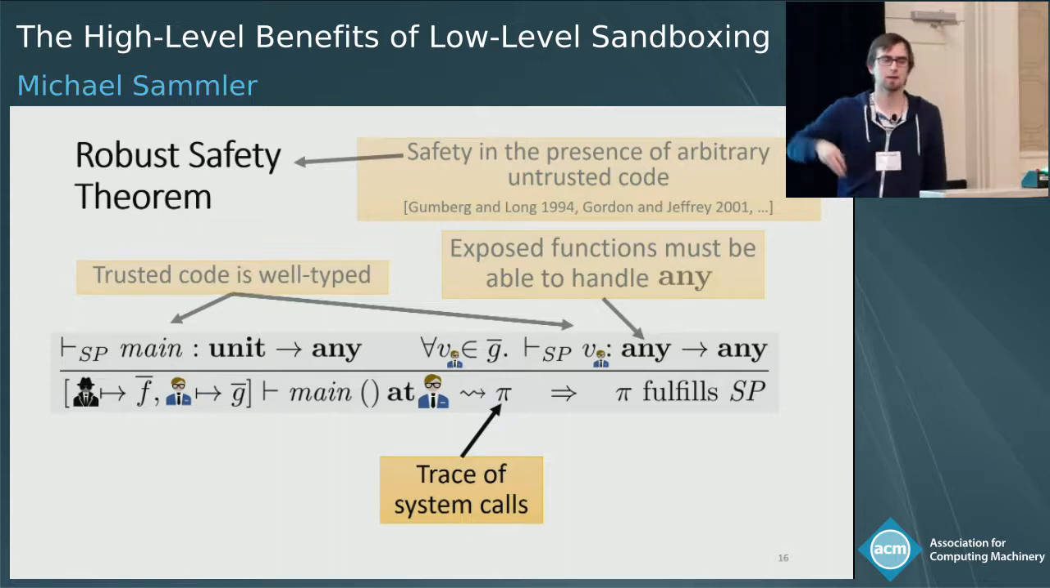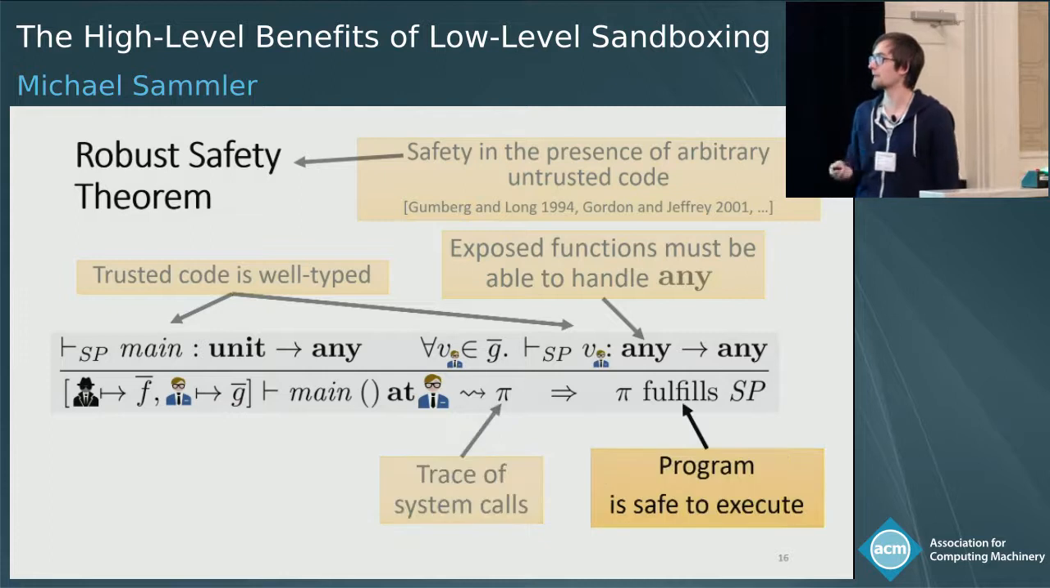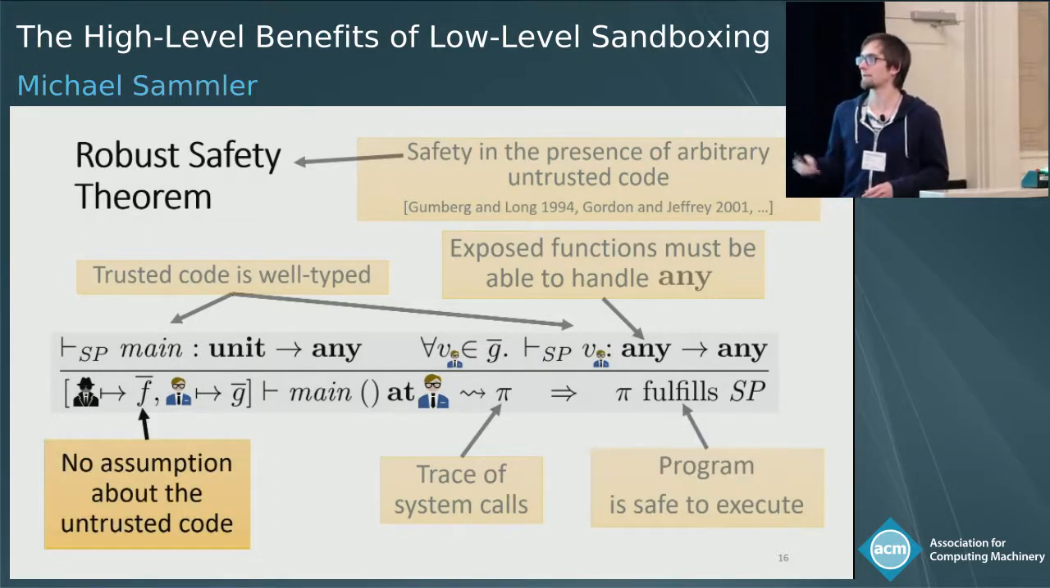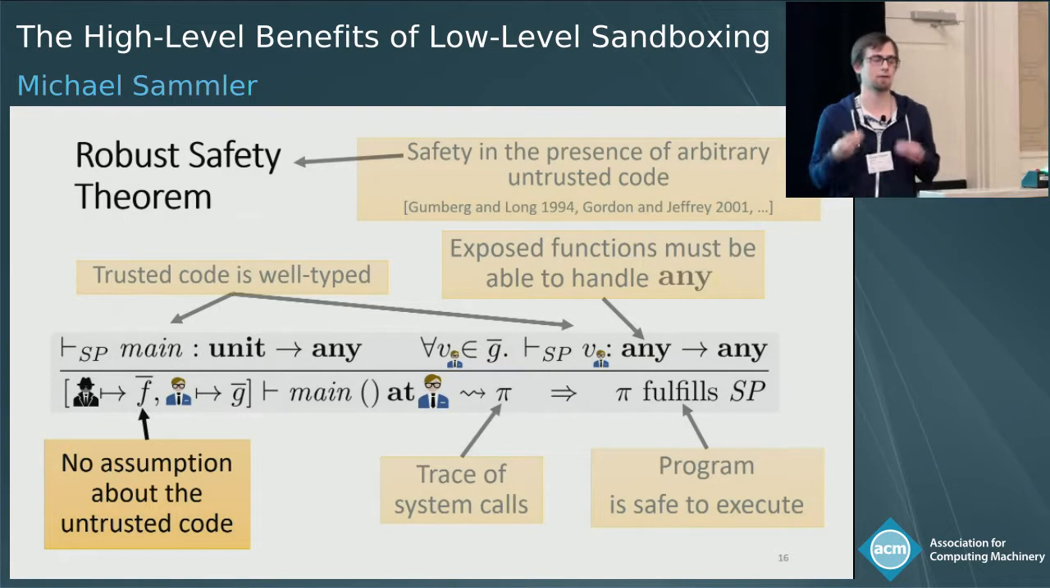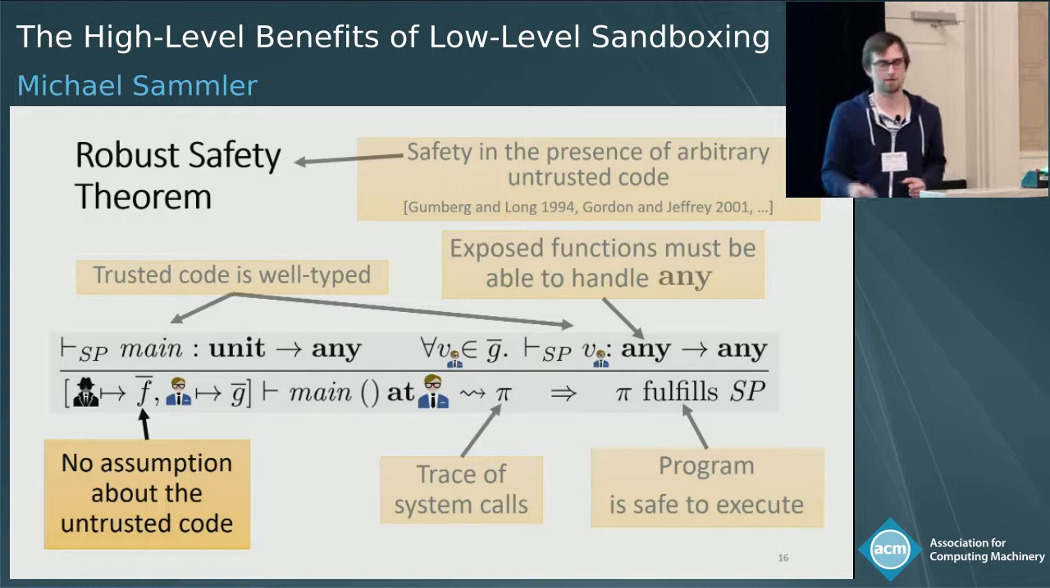And this is that if we execute the function main and it produces a trace of system calls pi, then we get that pi fulfills our safety property SP, which is exactly what we want. This is our definition of safety. So with this theorem, we can show that a program is safe to execute. And I especially want to highlight not what's here in this theorem, but what's missing. And what's missing is any restriction on this untrusted code represented by the functions f. So this actually makes our safety theorem robust.